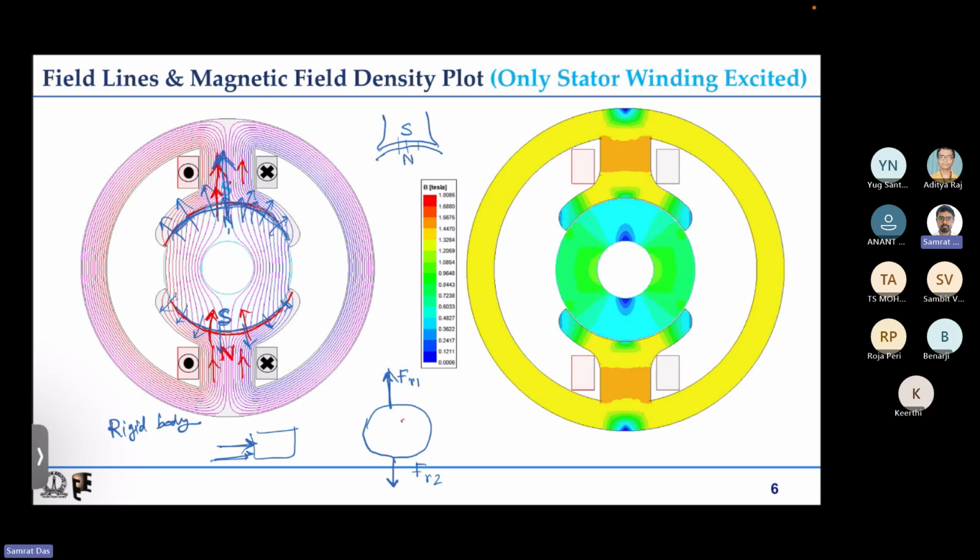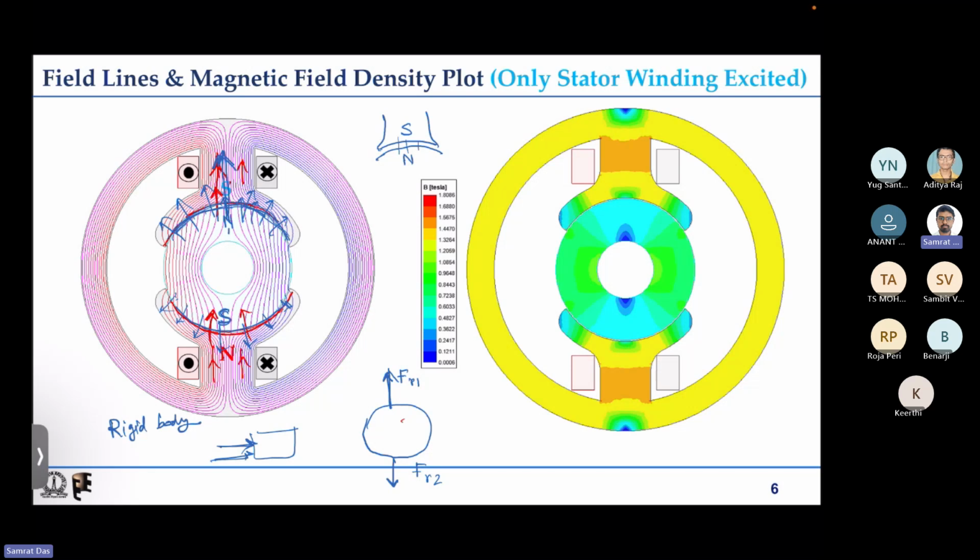So there will be some small micrometer-level compression or expansion of the rotor due to these radial forces. We'll understand that if these radial forces keep changing, then there will be some compression and expansion, and that will lead to some vibration of the motor. So vibration is due to these radial forces. We'll understand that. Now let us try to focus on field lines and magnetic field density plots only.